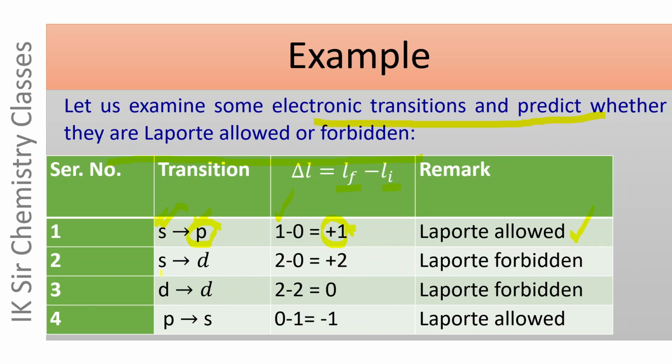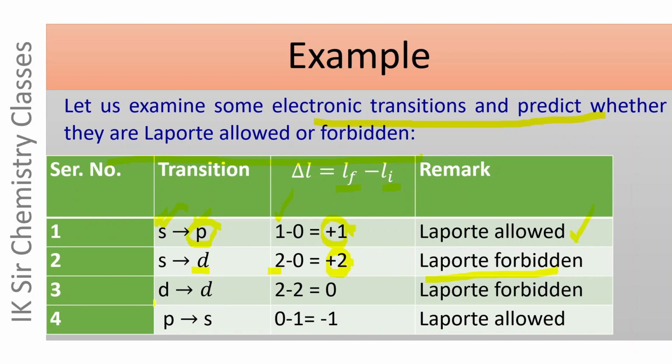If a transition takes place from s to d, that is gerade orbital to gerade orbital, it involves delta L equals plus 2 and it will be Laporte forbidden. The value of L for d is 2 and for s is 0, and therefore delta L equals plus 2. Only those electronic transitions will be Laporte allowed which involve delta L equals plus or minus 1.